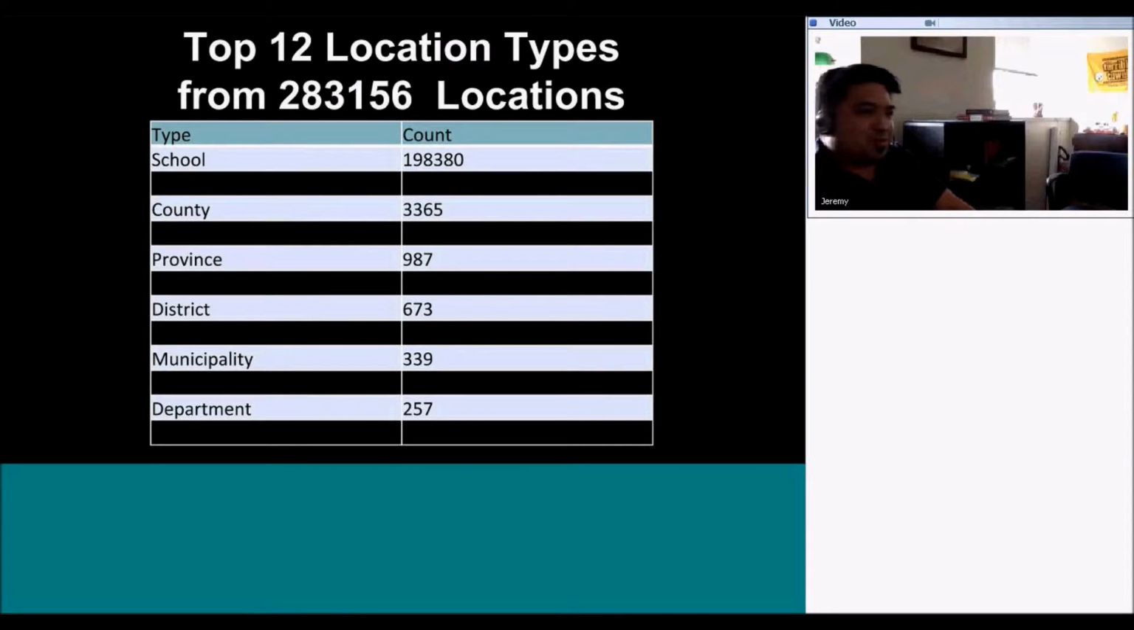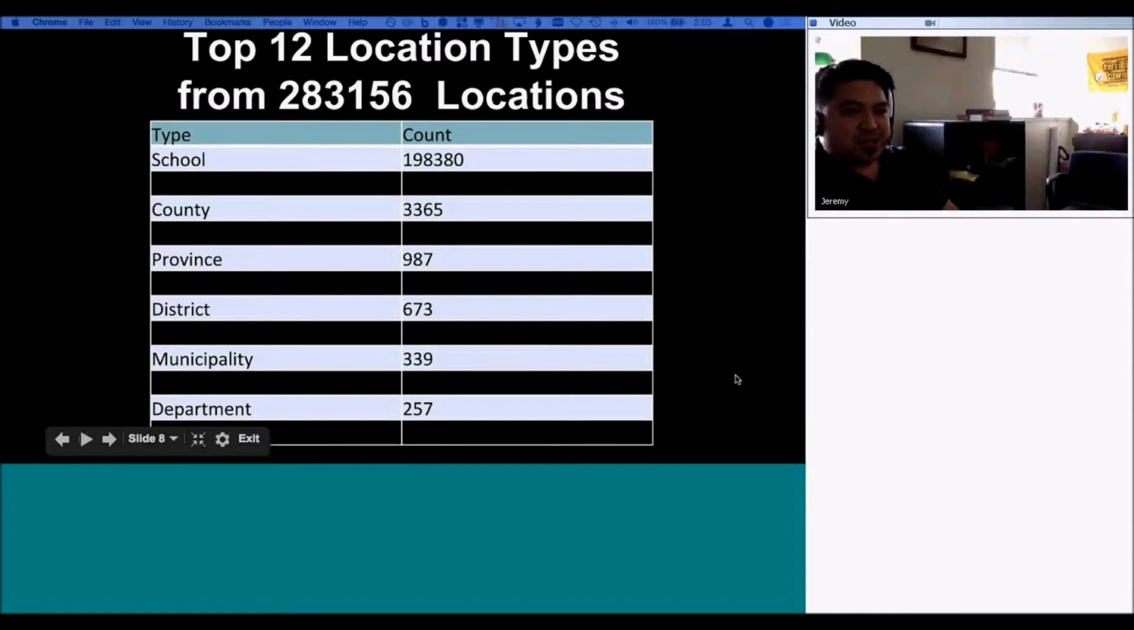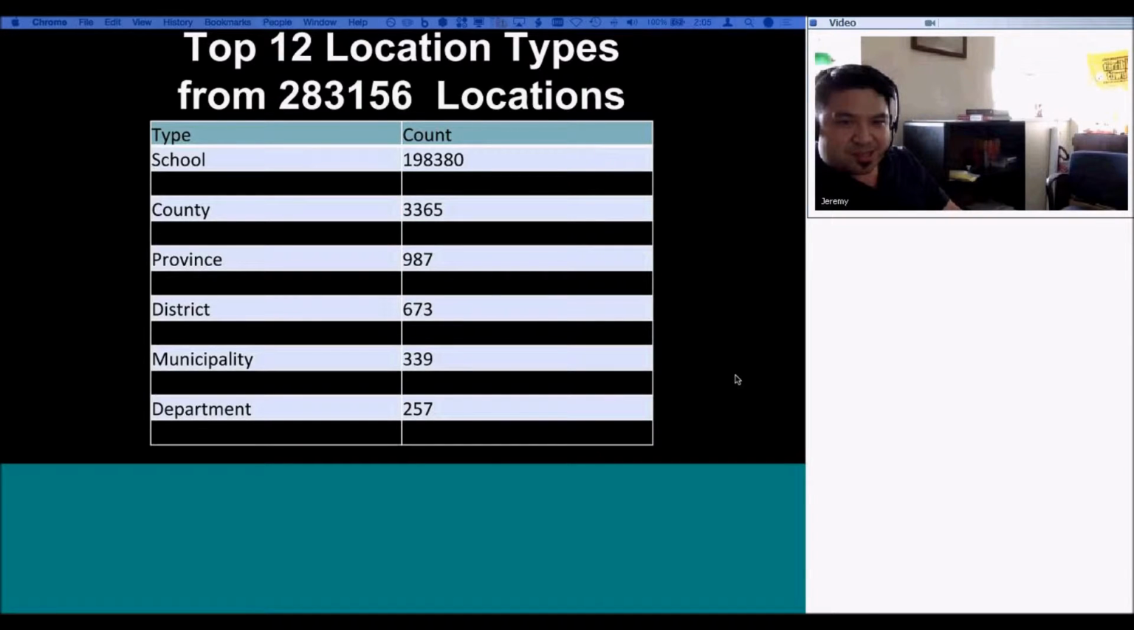So in the Apollo Location Service, we have loaded the service with many different locations from available resources. For example, schools, counties, provinces, districts, municipalities, departments, where available. We also have in there census tracts, PUMAs, local authorities, states, countries. Those are the ones in black that aren't showing up.